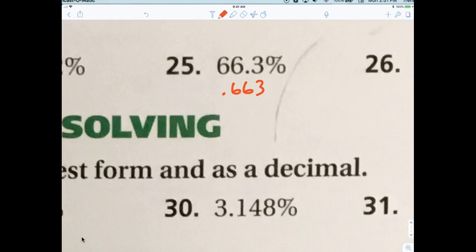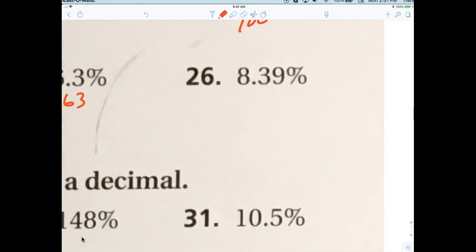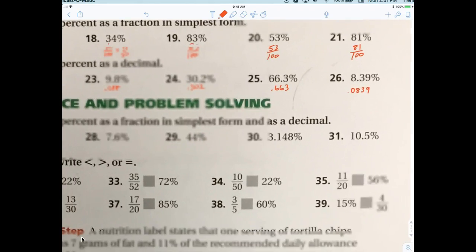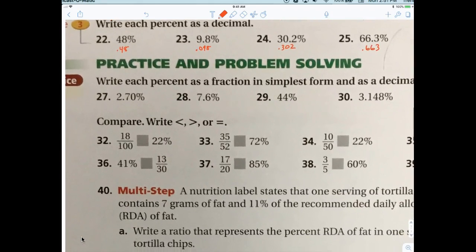After that, you're up. 26. Point 839. No, point 0. Good catch. Good catch. 0.0839. Beautiful. Gavin. All right. Write each percent as a fraction.